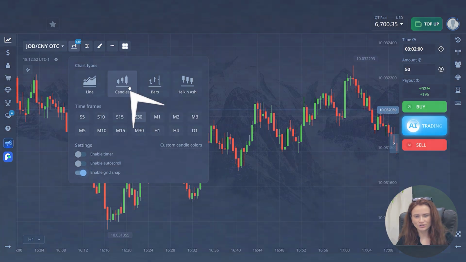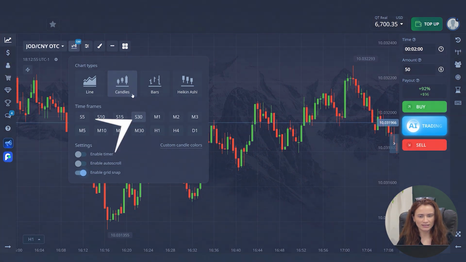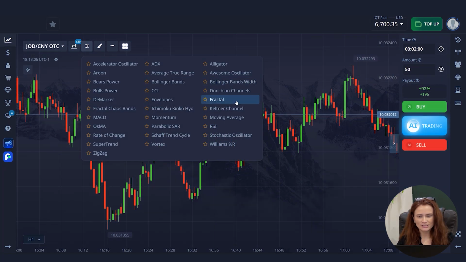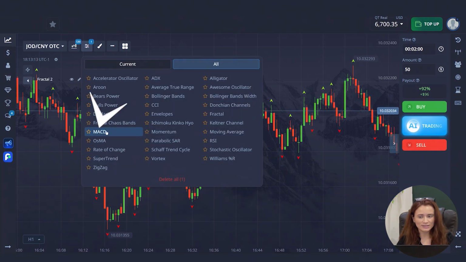I use a candle chart type. The time frame will be 30 seconds. I need fast candles to track all the price changes in time. Now you need to open the indicator section and select fractal and animicity.